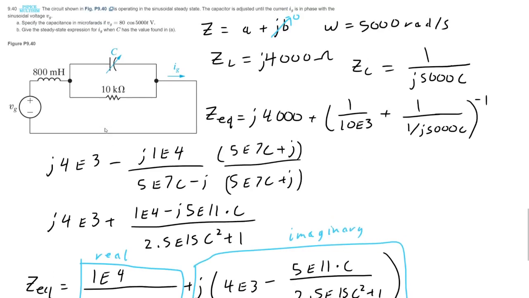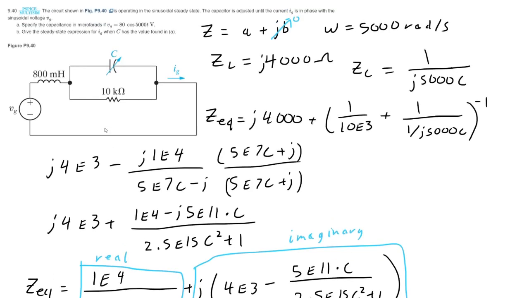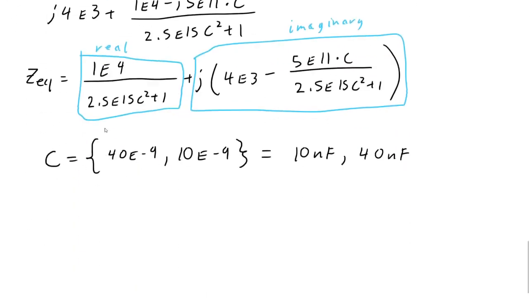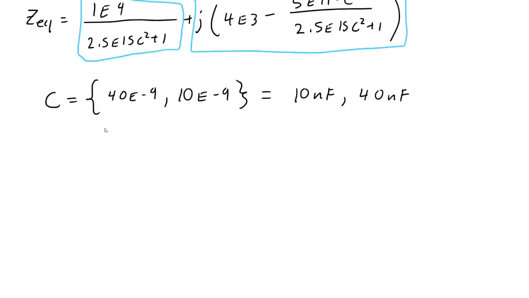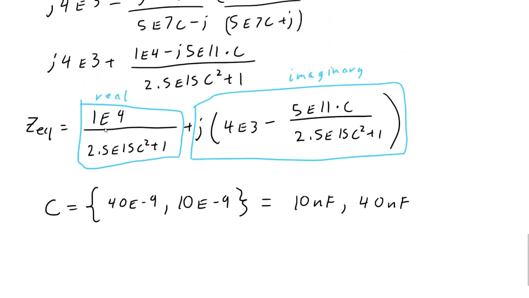So I believe the question asks, give the steady state expression for Ig when the C value has been found in A. So basically we need to find out what the impedance of this whole circuit's going to be at these given values. Now, we know, because we calculated it, that this part is going to tend to 0 if we use these values for capacitance.